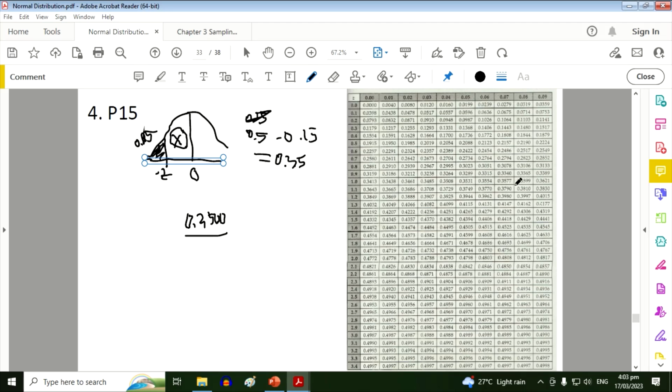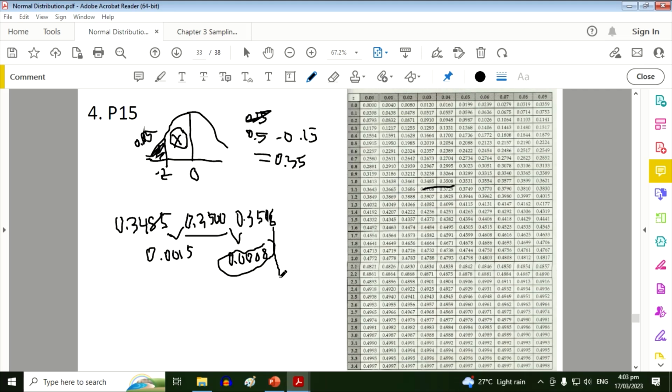So 0.35, where is 0.35? Okay, it's between these two numbers or two areas: 0.3485 and 0.3508. So take the difference. This is 0.0015 and this is 0.0008. So the smaller difference is this one. Therefore, we will take this.